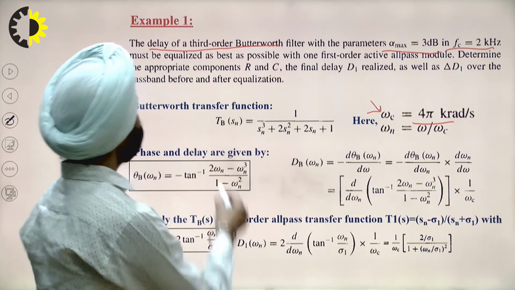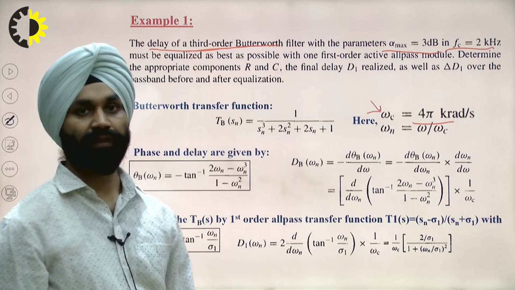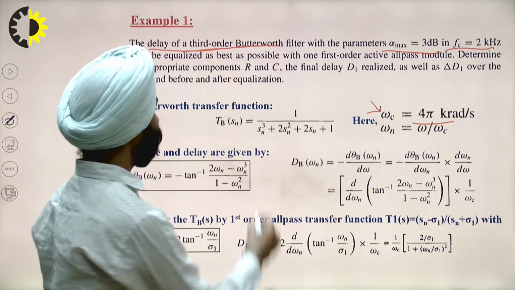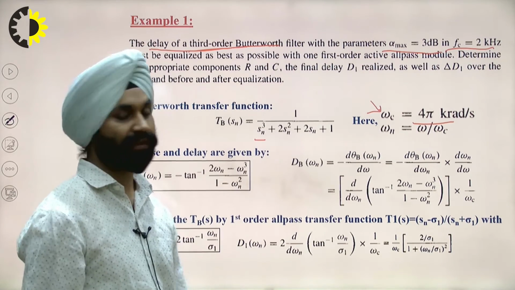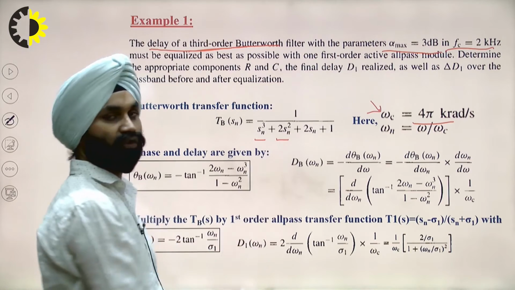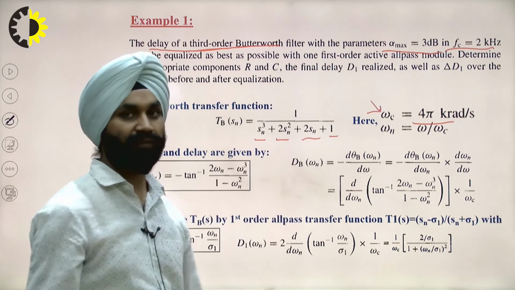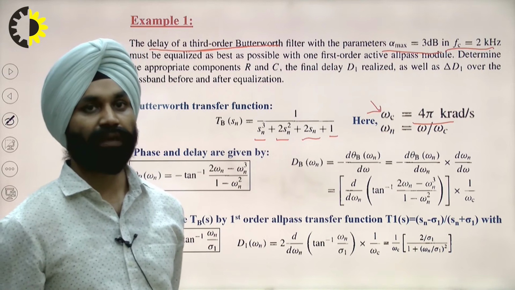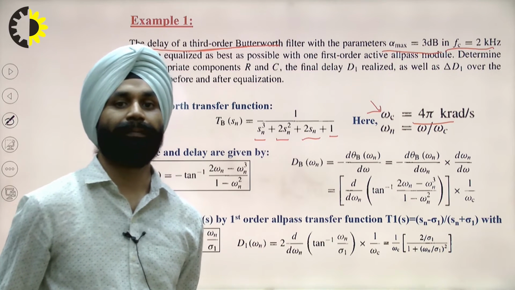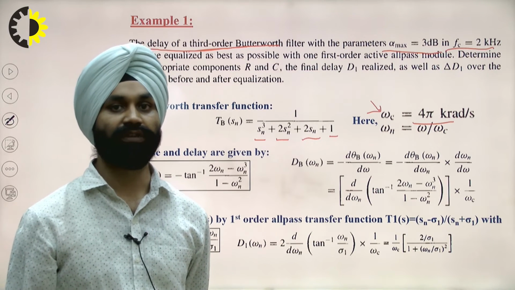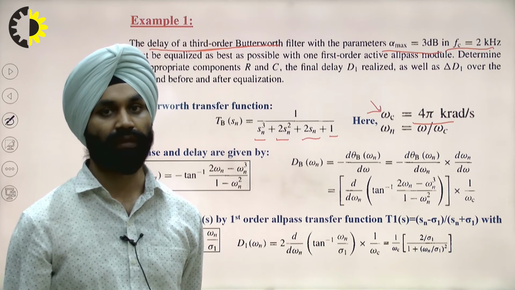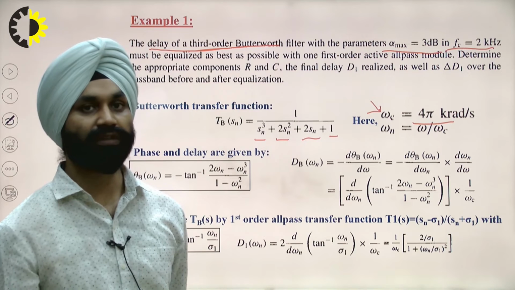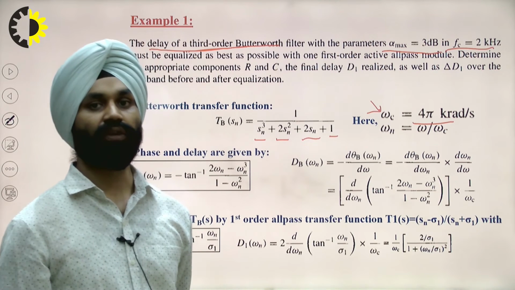Other information: for the third order Butterworth filter, the general transfer function is given by Sn cube plus 2Sn square plus 2Sn plus 1. We discussed the Butterworth filter and its coefficients in the previous unit. For the third order, the coefficients are 1, 2, 2, 1.